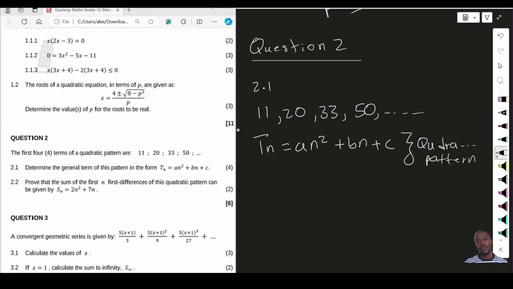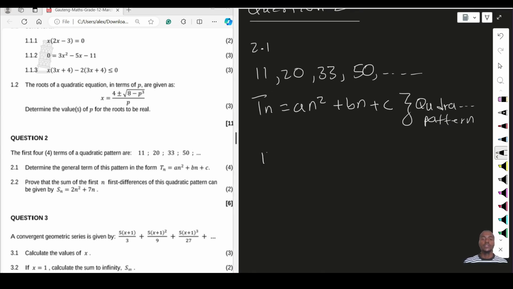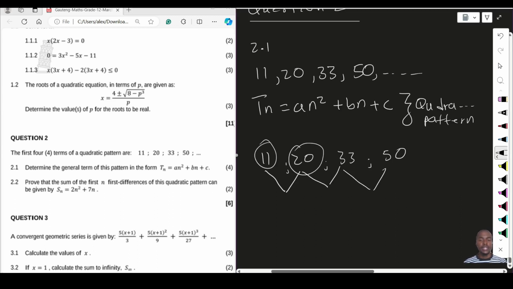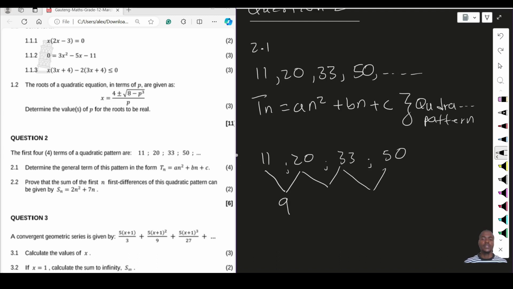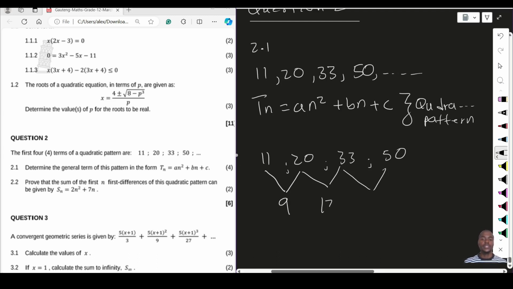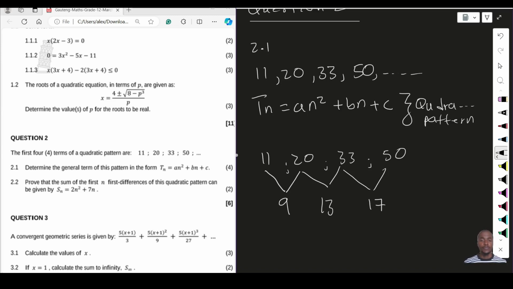For a quadratic pattern, you must make sure that you find the first difference and the second difference, where the second differences are equal. So let's try to do that here. We are going to say 11, then 20, then 33, then 50. Don't forget, this is a sequence. So now we are going to find the difference. 20 minus 11 is 9. Then 33 minus 20 is 13. Then 50 minus 33 gives you 17. This is the first difference. I'll just say DIFF for difference.